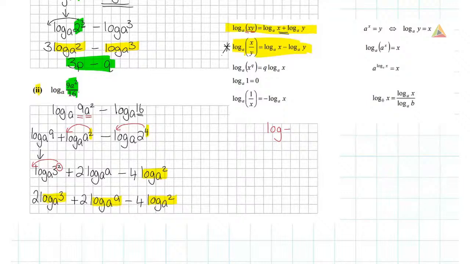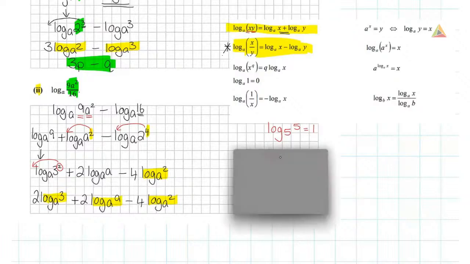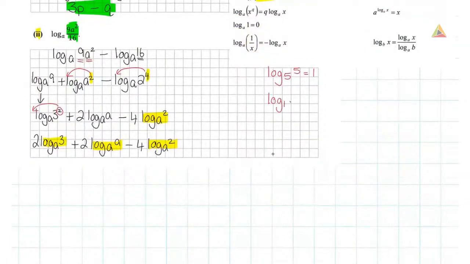If we had log to the base 5 of 5, if you throw that into your calculator, you should get 1. If you had log to the base 10 of 10, throw it into your calculator, you should get 1. Because basically all this question is asking us is, what number do I raise 5 to the power of to get 5? What number do I raise 10 to the power of to get 10? Obviously your answer is 1. So if you have log, base number and your main number is the same, it's always going to be 1.